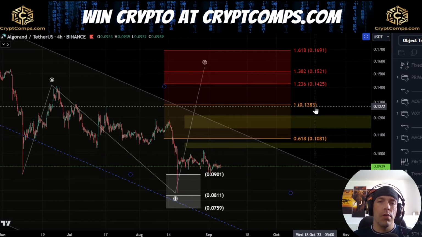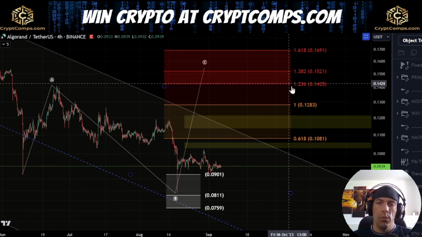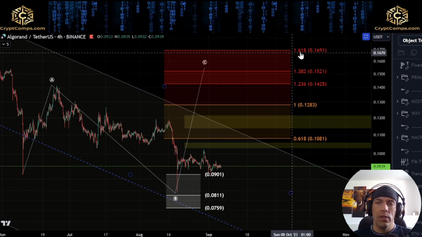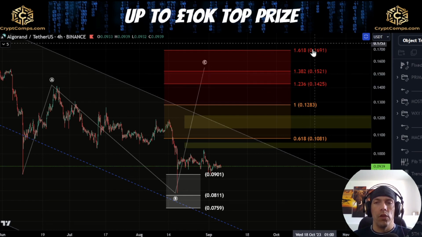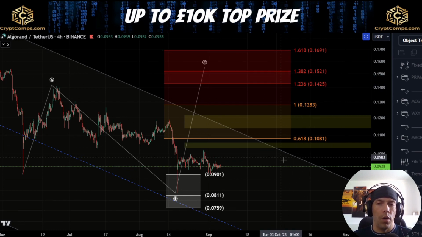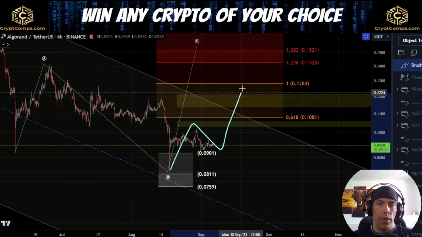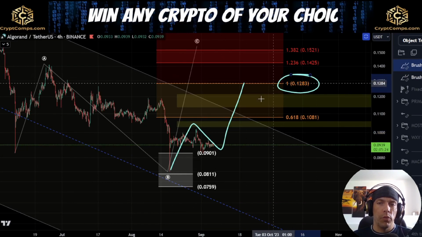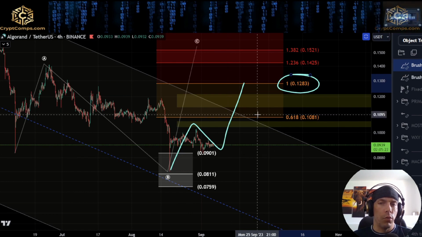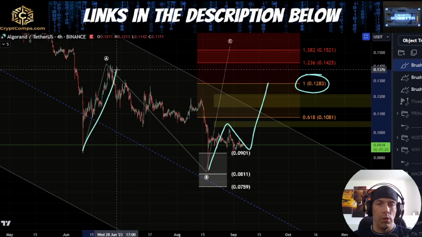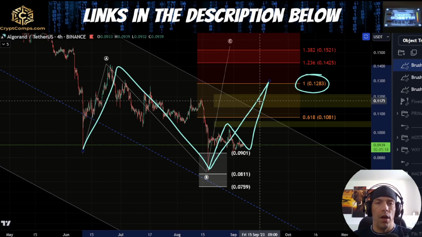Most common target areas here as a flat correction would be between this 1236 and this 1618 here, which would be 1425 to 1691. If we do see just a 3-wave move here, however, A, B, and C, and then we do move up towards this 1-to-1 level here of this 1283, it is also possible that we could look at this as W, X, and Y.